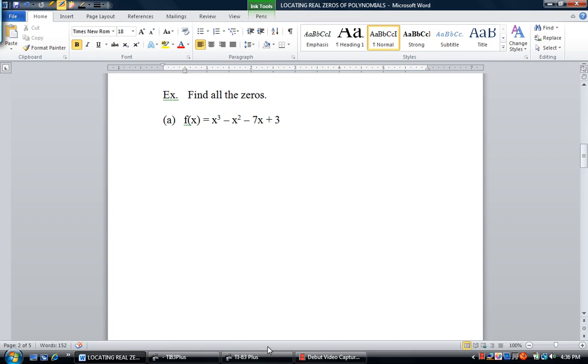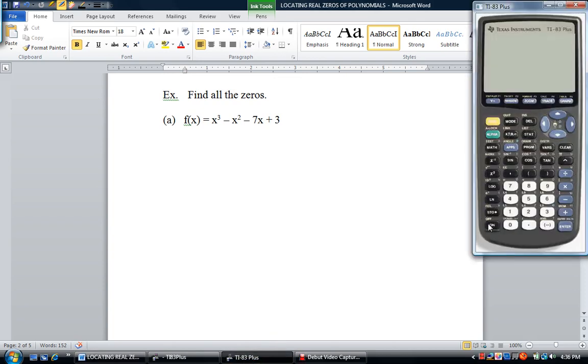So here we go. First thing I'm going to do, I'm going to graph this expression, x cubed minus x squared minus 7x plus 3. Now I made a mistake because my x squared is in a square, so make sure you type it in correctly. Most important thing. So I'm going to graph it.